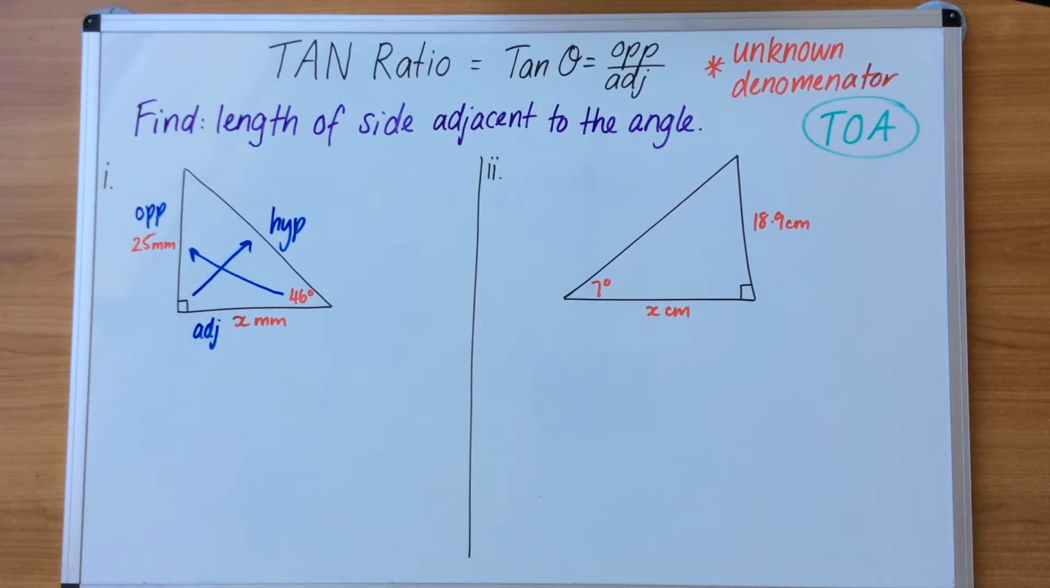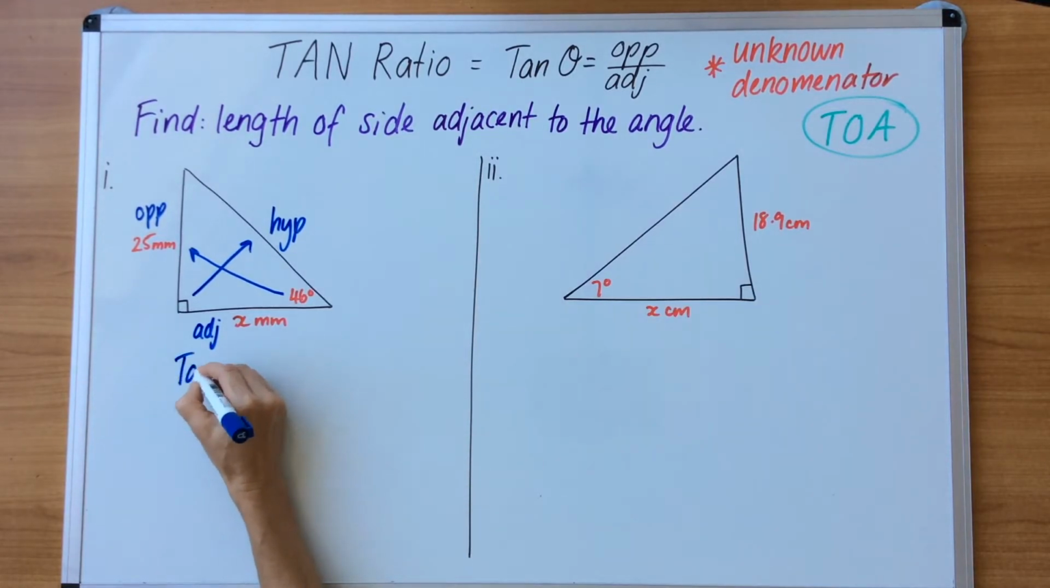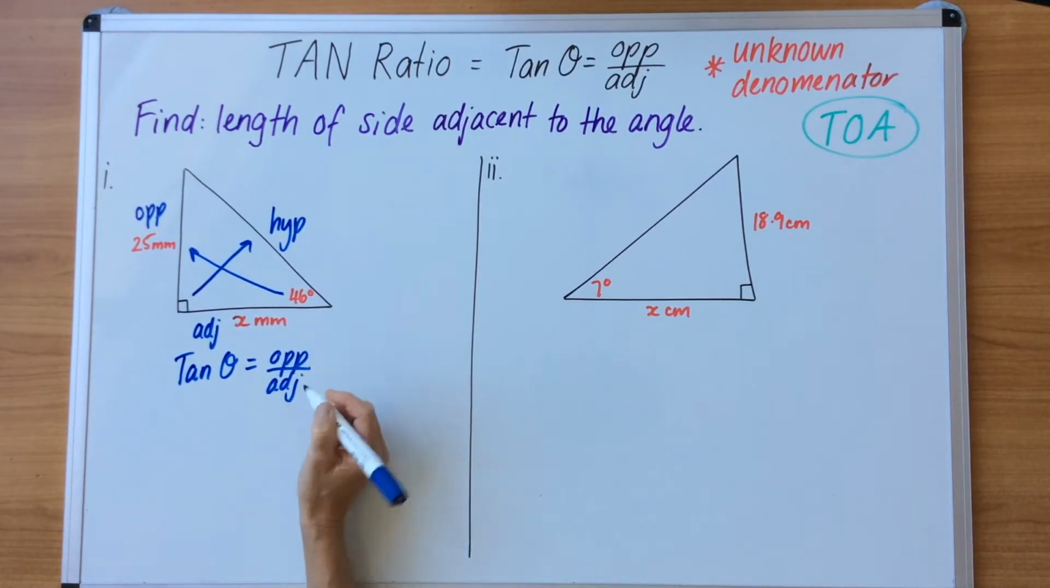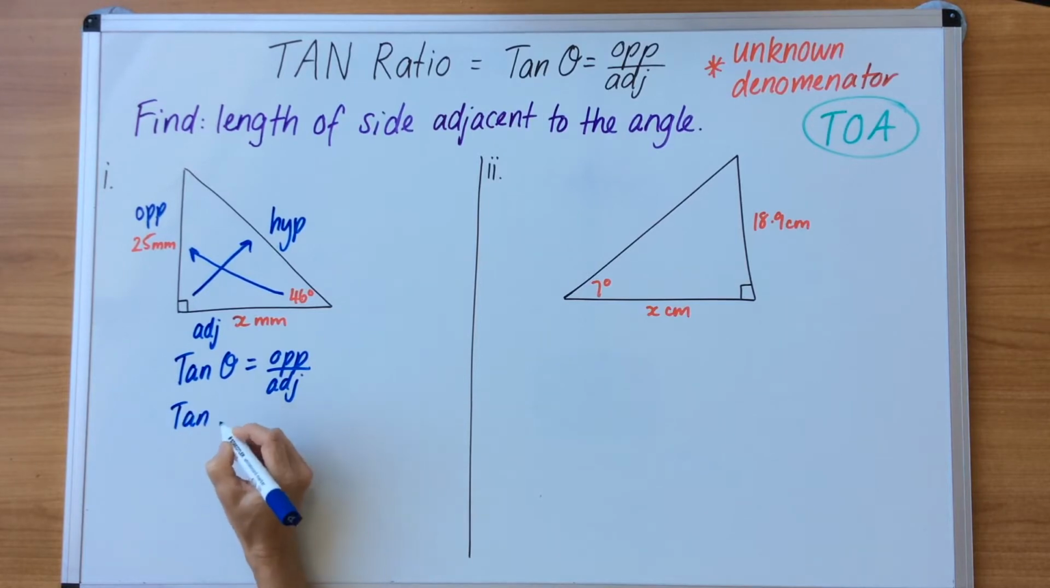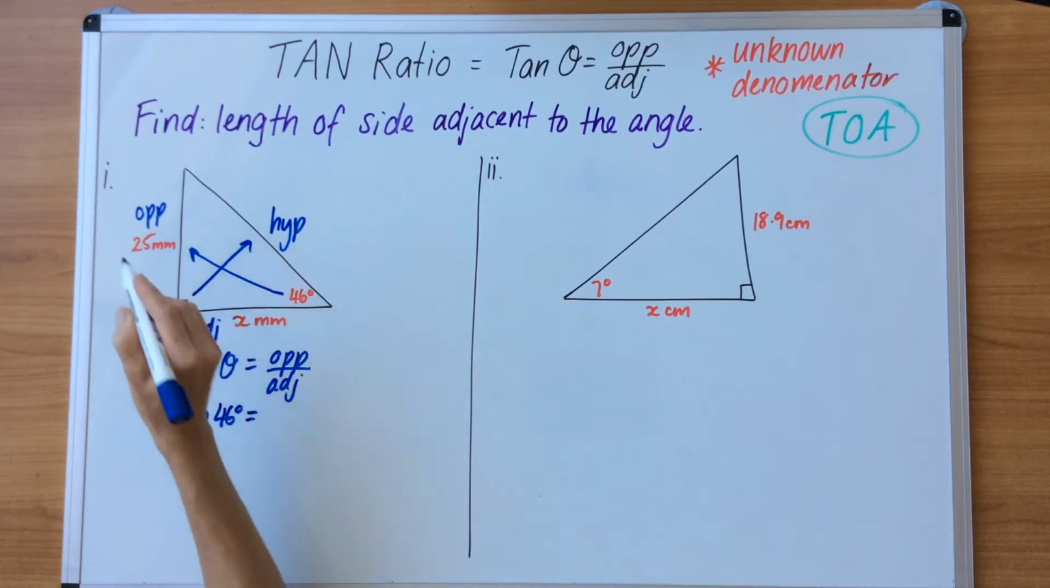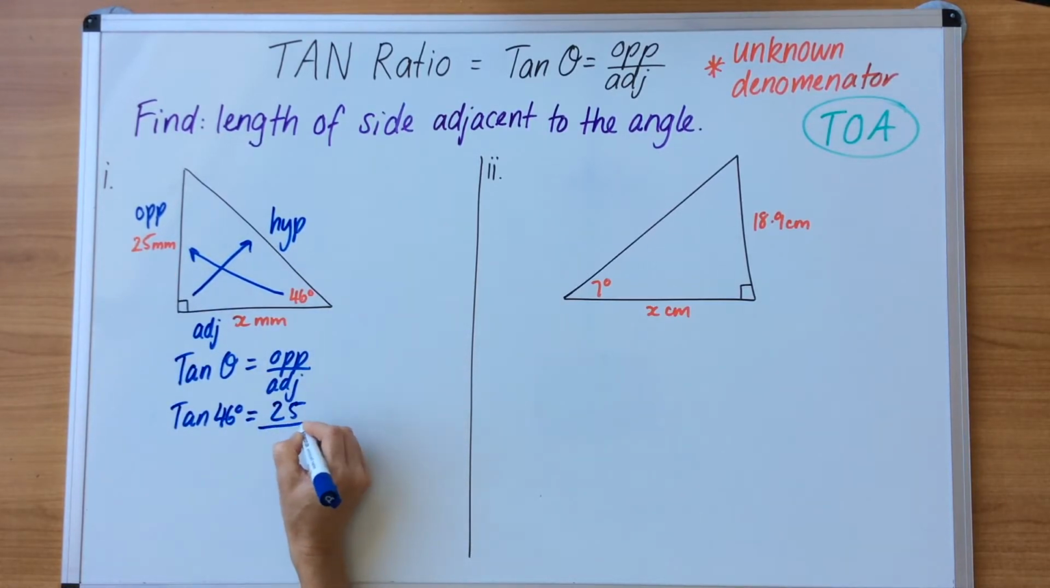First thing we do now is write the rule. Tan theta equals opposite over adjacent. Our second line is our substitution, so tan 46 equals the opposite, which is 25, over the unknown of x. And you can now see that the x is sitting on the bottom here.